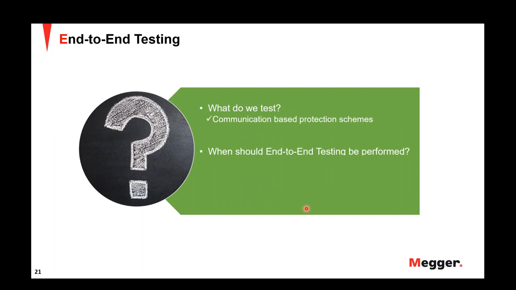So we saw what we're going to test with end-to-end: communication-based schemes. You can always consider different scenarios to test, like an internal fault on the line or an external fault on the line. And like we discussed, there are different situations you can come across, like where charging current compensation is needed. A lot of different scenarios can be involved in testing this particular scheme.